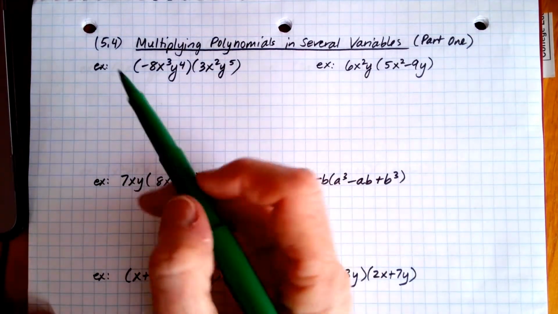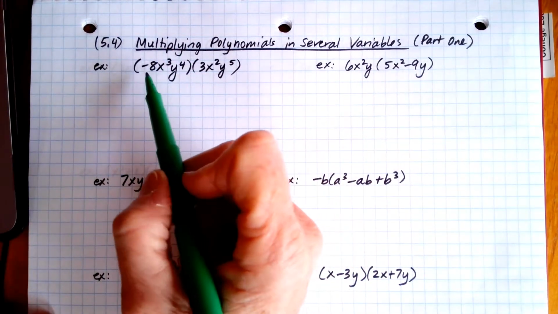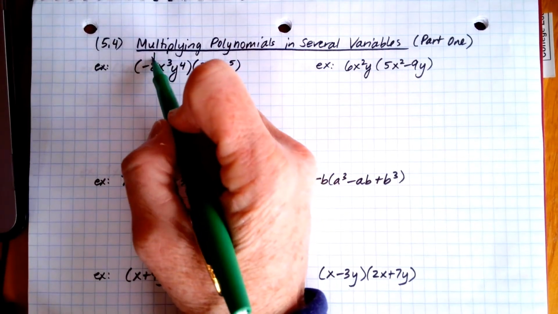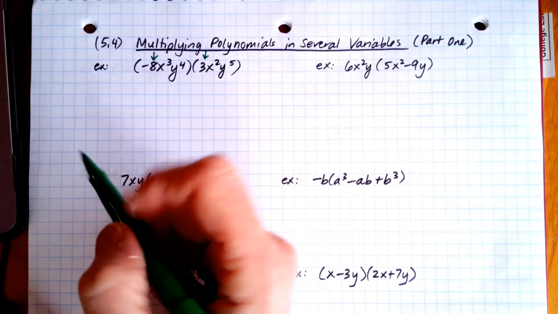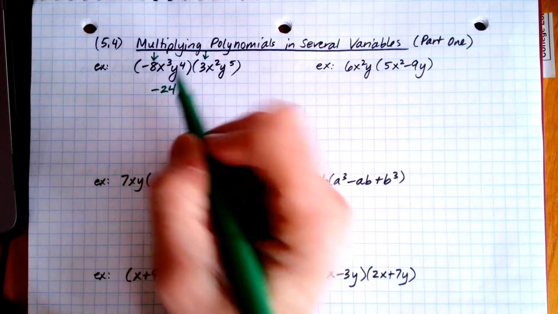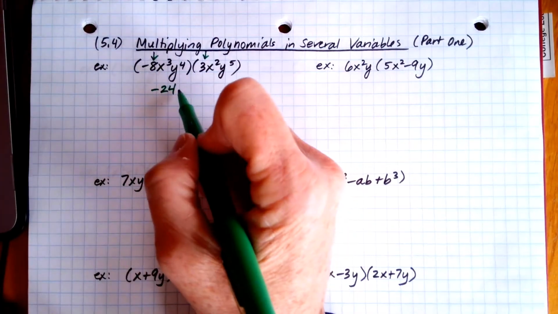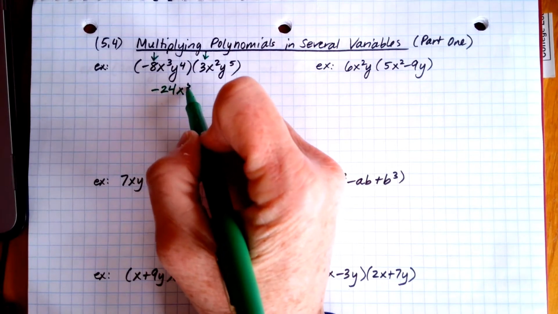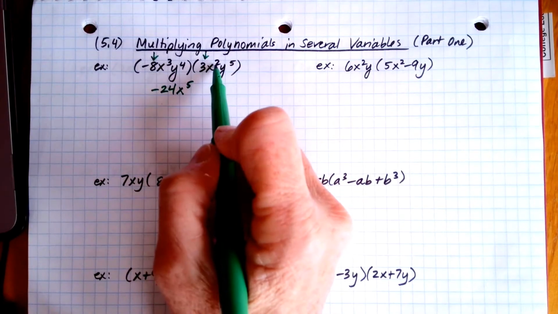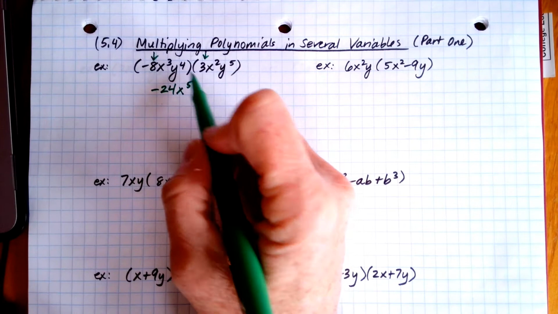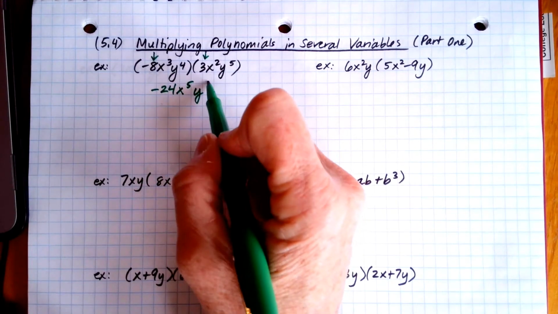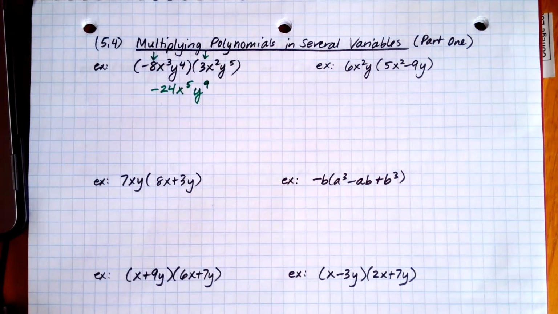So what you might remember from multiplying polynomials last week is that you multiply the coefficients. So in this case, -8 and 3 gives me -24. And then you have x's and you count the number you have. So this is x to the 5th because I have 3 here and 2 here. And then y to the 9th because I have 4 here and 5 here. And that's it. That's the product.